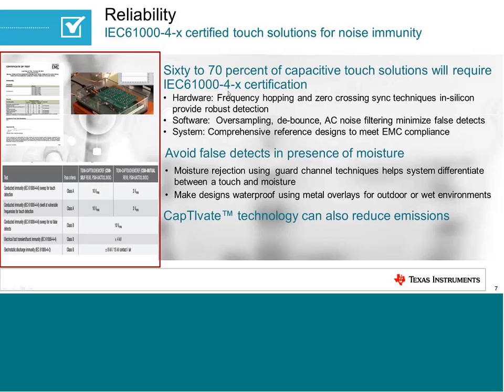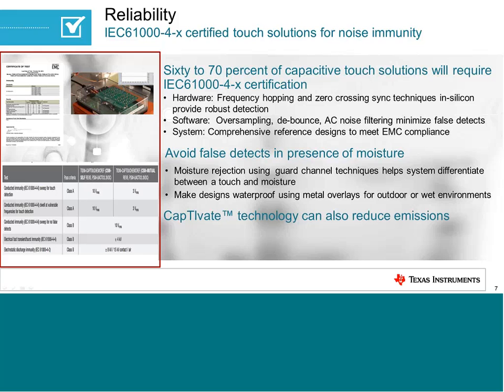We have several features built into the chip, like frequency hopping techniques and zero crossing sync techniques, built into silicon for robust detection. We have several software techniques implemented in the silicon for oversampling, debouncing, and AC noise filtering. Overall, there are some system-level design requirements as well, which we have fully documented in this EMC compliance test report that we have put together.